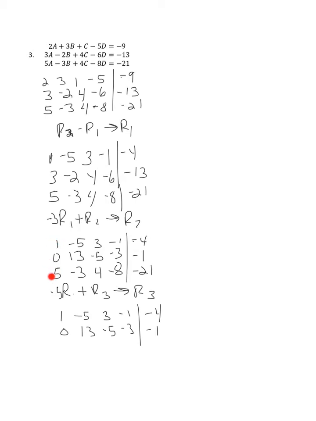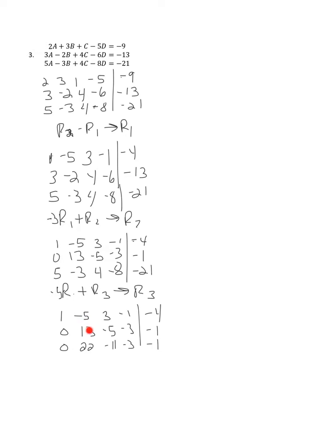So this times -5 plus 5, 0. This times -5 will be 25 plus -3, so 22. This times -5 will be -15 plus 4, so -11. And this times -5 will be 5 plus -8, -3. And this times -5 is 20, plus -21 is -1.